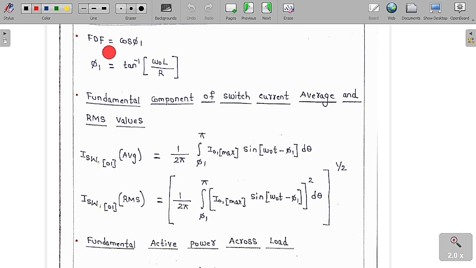Fundamental displacement factor is equal to the cos of the phase angle between the fundamental output voltage and the fundamental output current. You can see clearly that the phase angle between them is phi 1. Here in place of n we substitute 1 and get phi 1 equal to tan inverse of omega naught L by R. So this is the power factor angle, and the fundamental displacement power factor is equal to cos of phi 1.